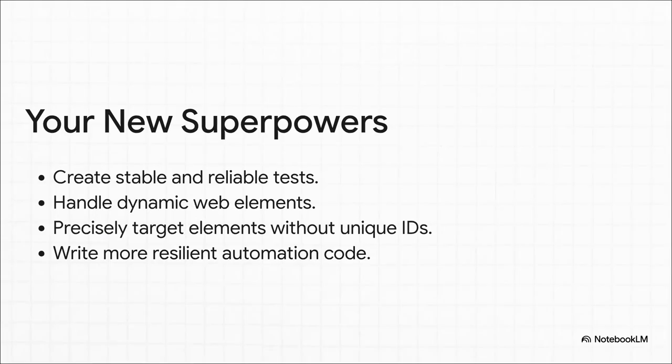So what does this mean for you, really? Well, it means you've basically just unlocked some new superpowers. You can now create stable and reliable tests. You can handle those tricky, dynamically generated web elements. You can precisely target stuff on a page, even when it doesn't have a unique ID. All this means you can write cleaner, more resilient automation code, which, at the end of the day, makes you a much more effective automation engineer.